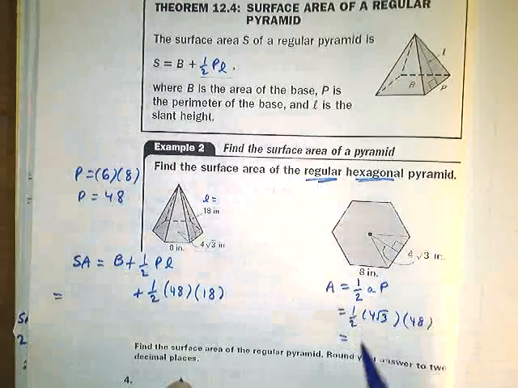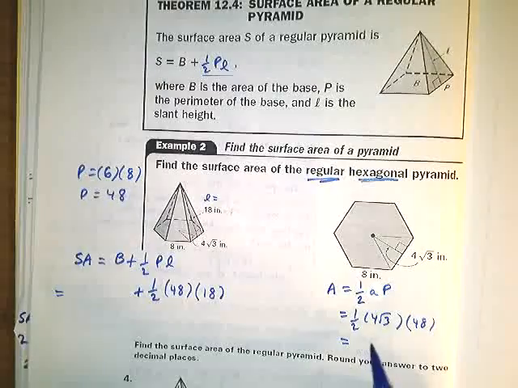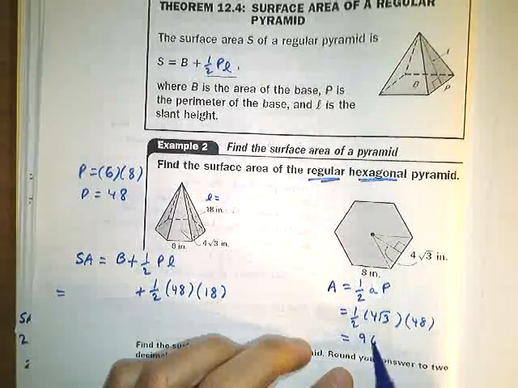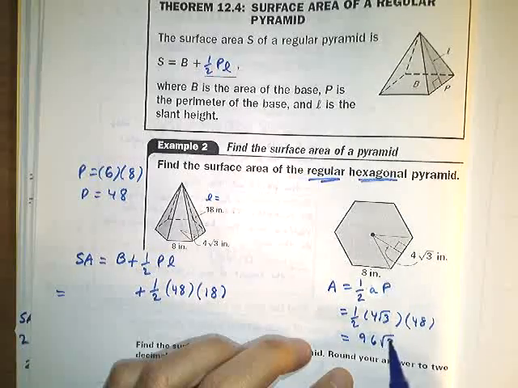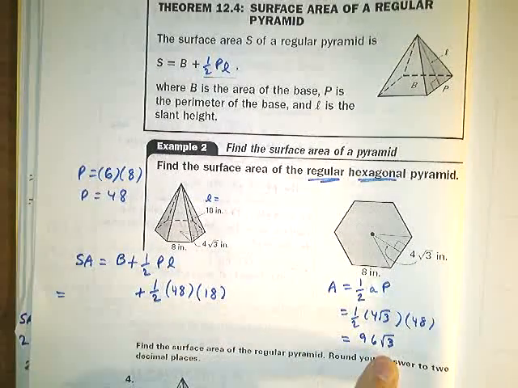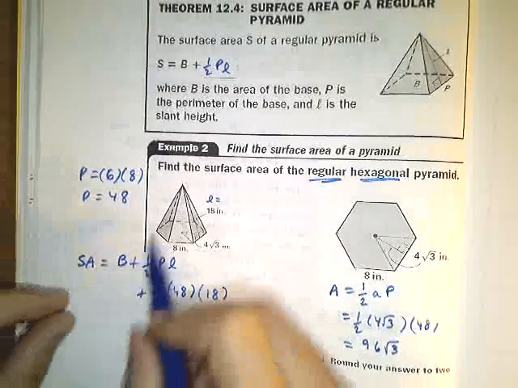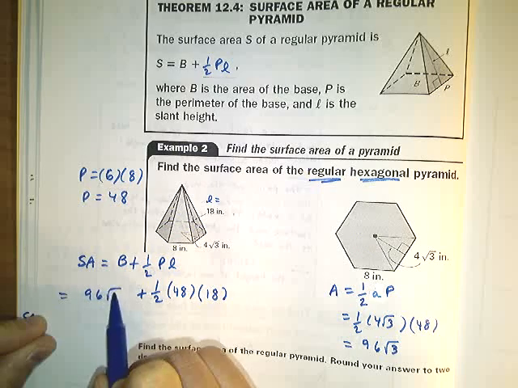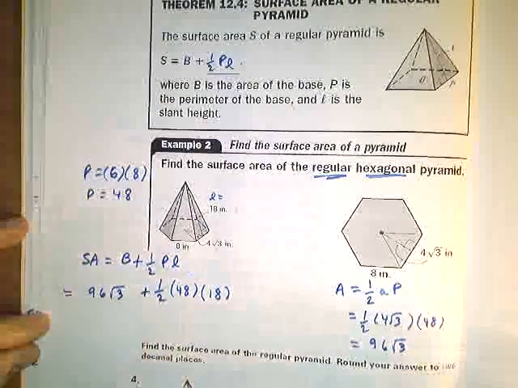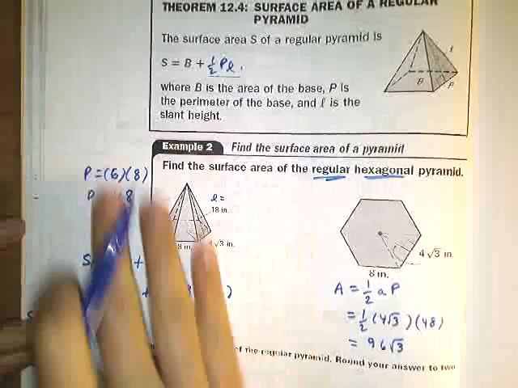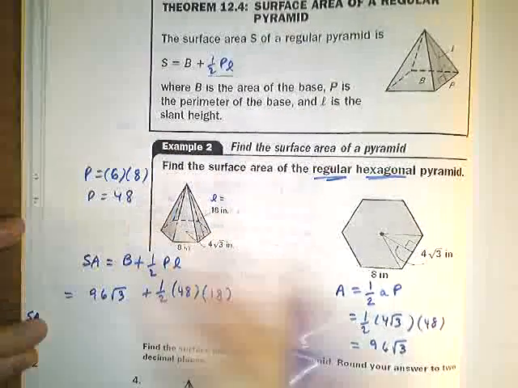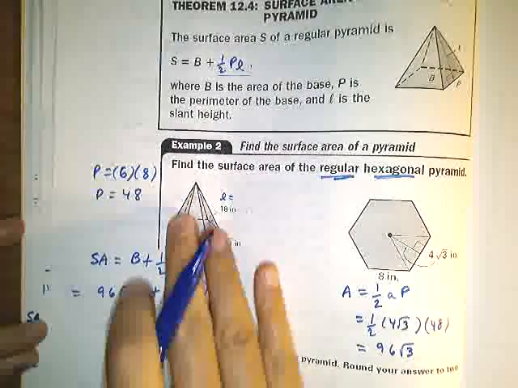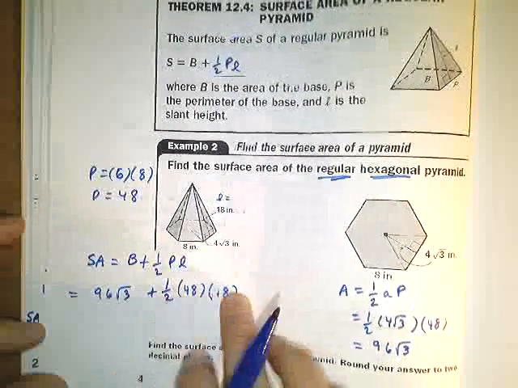So the area of this base is half of 4 is 2, 2 times 48 is 96, and then I'm just going to bring down the square root of 3 as part of my answer. So 96 root 3 is the area of the base. Remember, big B means area of base. So over here in my main formula to find the surface area of the entire pyramid, the bottom, which was this area, plus all the triangles along the sides, the lateral surfaces, is this.